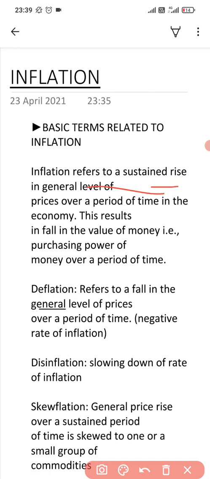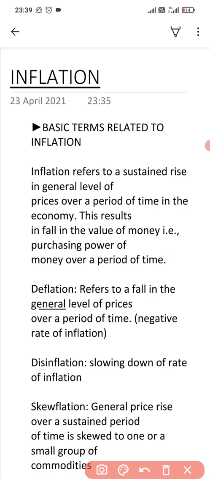Inflation refers to a general rise in the level of prices over a period of time. This period can be a quarter, a half yearly, or maybe an annual period. This inflation results in a decrease in the value of money. Okay, so we can understand this from an example.